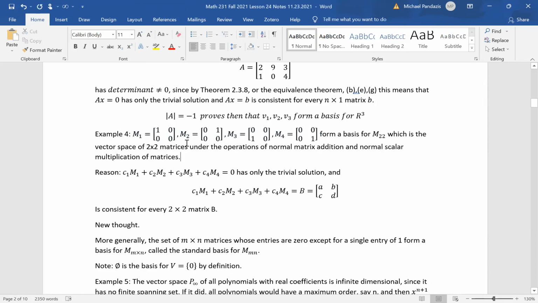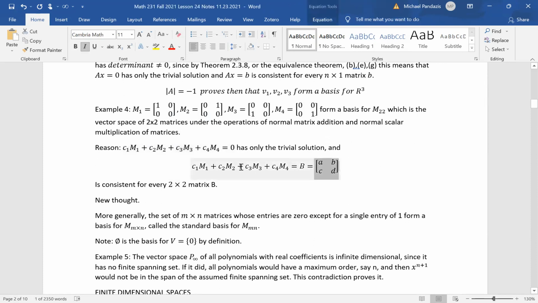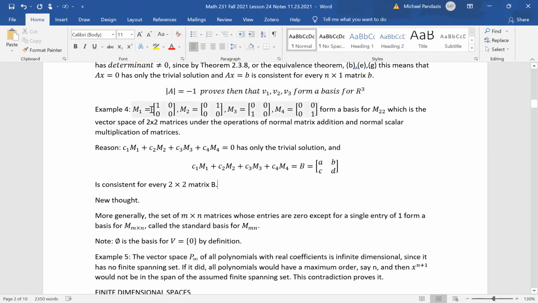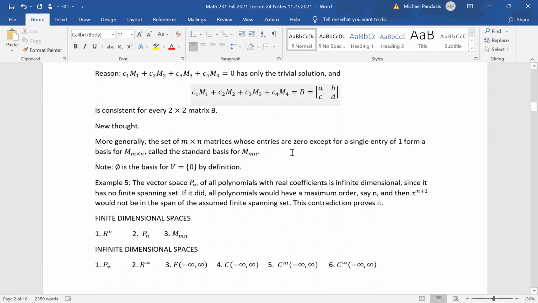These 4 matrices as vectors are also linearly independent, form a linearly independent set, because no one of those matrices can be expressed as a linear combination of the other 3. Okay, and so I wrote that here. So this has only the trivial solution, and this is consistent for every 2 by 2 matrix B. Okay, and so then these 4 matrices form a basis for M sub 2,2. More generally, the set of m by n matrices whose entries are 0, except for a single entry of 1, form a basis for M sub m cross n.